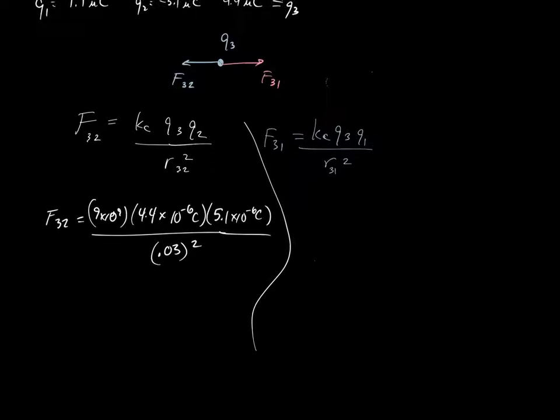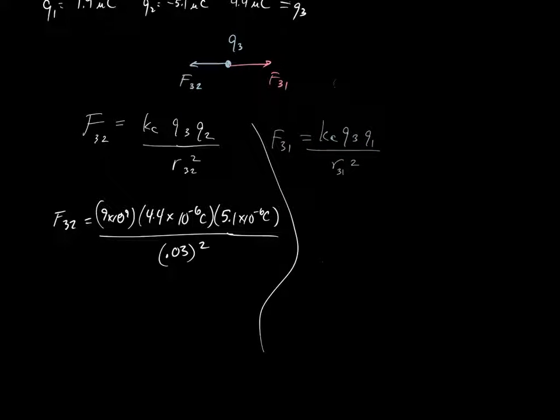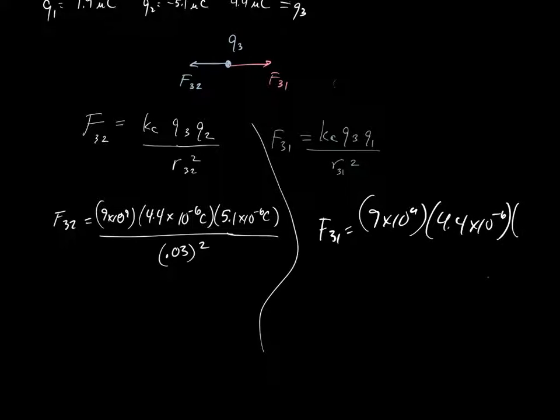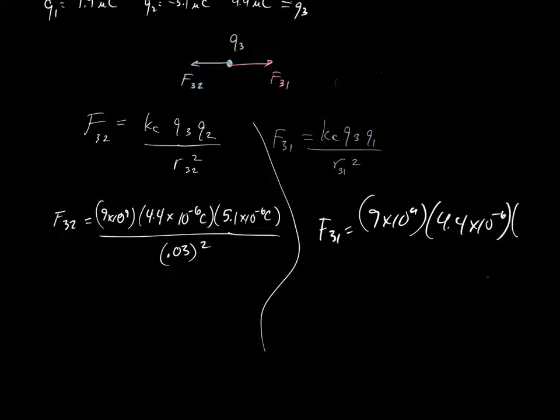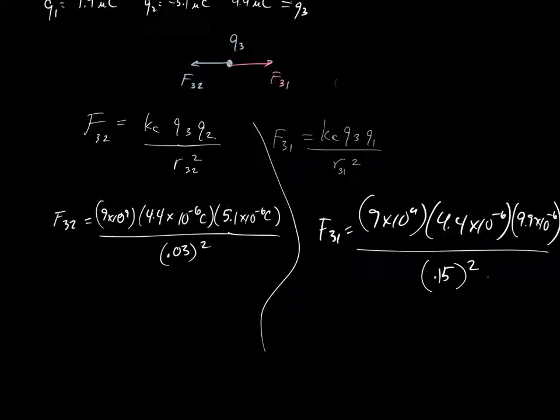There we go. So F31 is very similar. F31 is again 9 times 10 to the 9. But then Q3, which is still 4.4 times 10 to the negative 6. Q1, which is 9.9 times 10 to the negative 6. All over 15 centimeters, which is 0.15 meters squared. So look at the same aspects of the formula. Q3 is in both, Kc is in both. This is Q1, this is Q2. This is R13, this is R23.